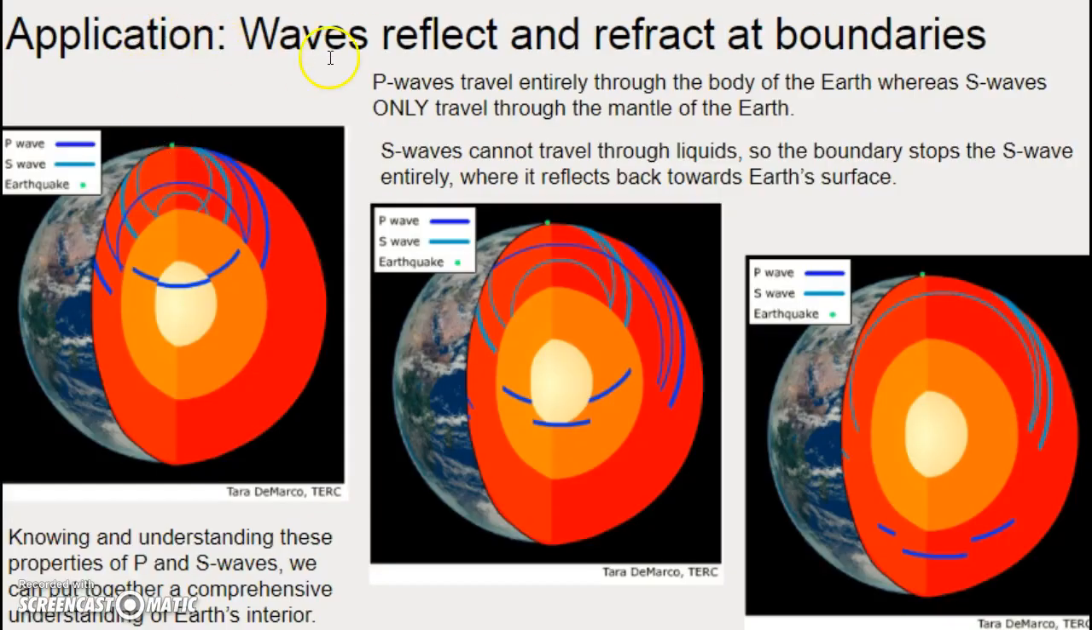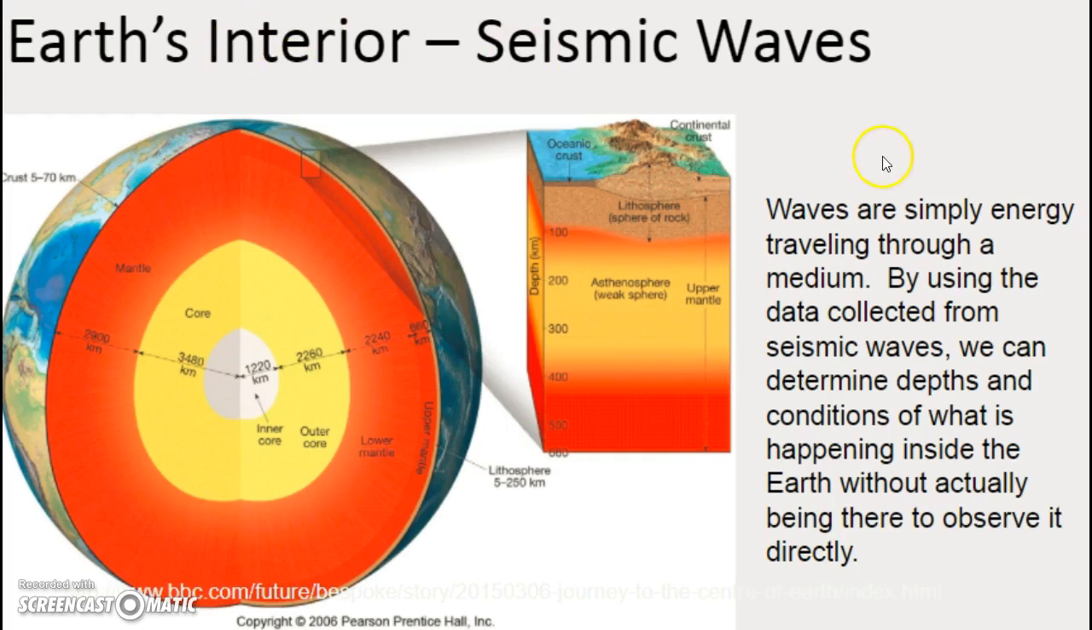So let's put it together, the application. Waves reflect and refract at boundaries. P waves travel entirely through the body of the Earth, whereas S waves only travel through the mantle of Earth. S waves cannot travel through liquids, so the boundary stops the S wave entirely where it reflects back towards the Earth's surface. Knowing and understanding these properties of P and S waves, we can put together a comprehensive understanding of the Earth's interior. So you can actually visualize this, and these visuals are made by complex models that geologists and seismologists put together. It's all about using the wave information.